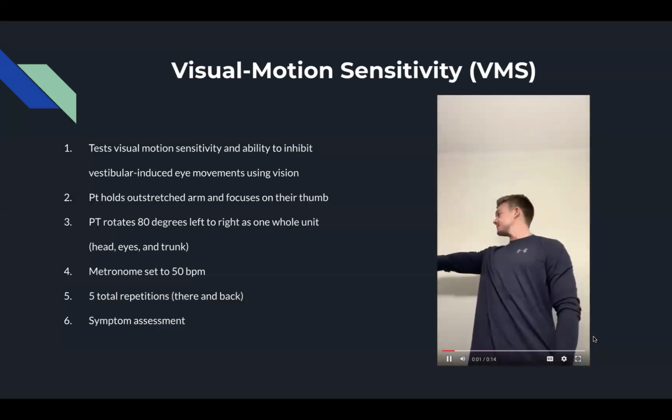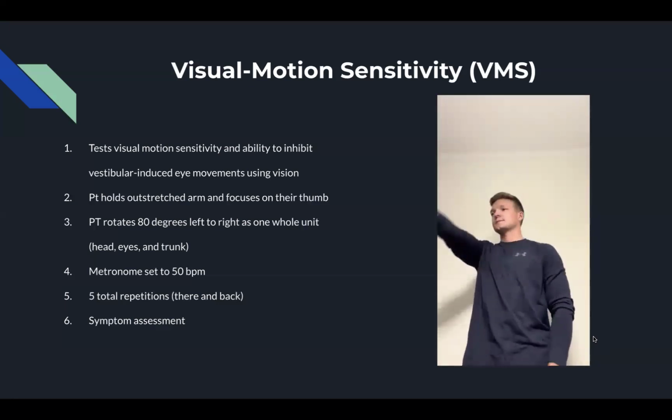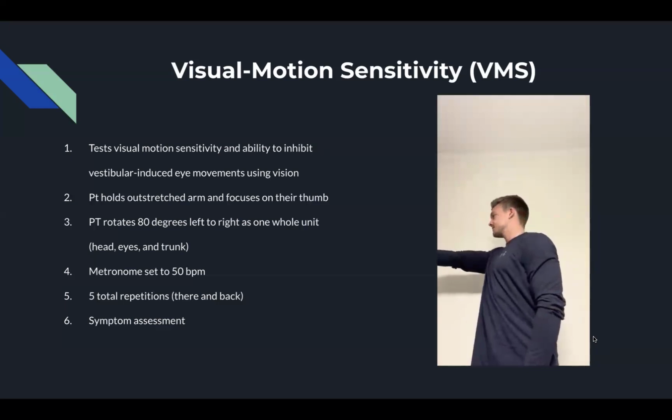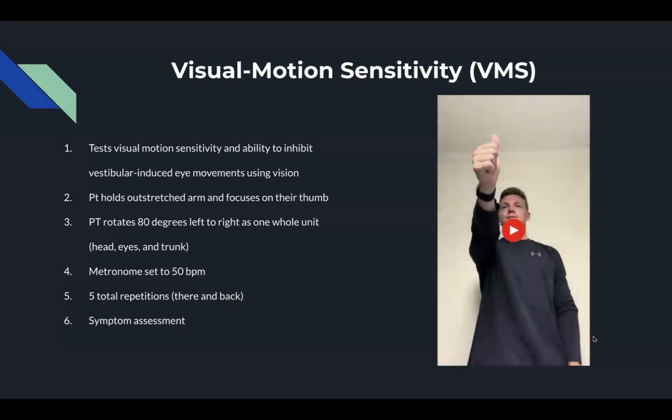As you see in the video, you'll start on the right. When you hit a metronome, you'll go to the left. That's one total time. Once the 5 repetitions have been completed, the clinician will take another symptom assessment for headache, dizziness, nausea, and fogginess, and that will conclude the vestibular ocular motor screening for concussions.